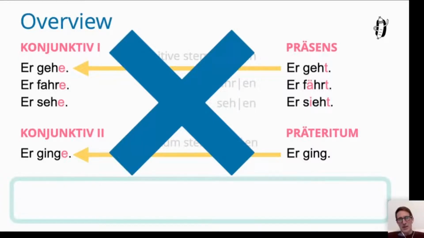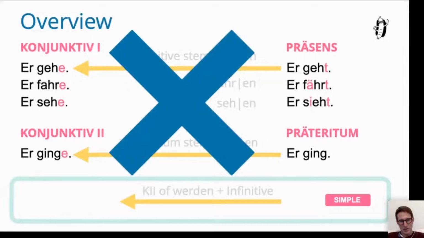So what do you use instead? Instead of Konjunktiv 1, instead of this beautiful, simple-looking form of Konjunktiv 2, you use the simple form of the Konjunktiv 2. And the simple form is pretty close to English. You take the Konjunktiv 2 of werden and the infinitive. And that looks like this. Würde gehen, and in English that's he would go. And that's all it means. There's really nothing else to it.